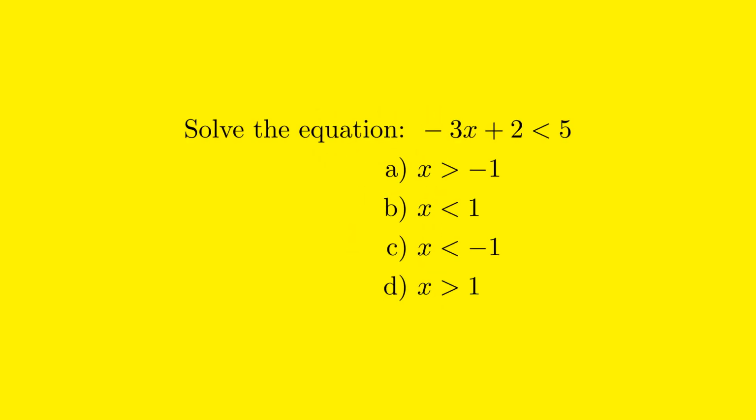All right, in this video, we are going to solve the inequality -3x + 2 < 5. The possible solutions are A, x > -1; B, x < 1; C, x < -1; D, x > 1. Pause the video here and try to solve it for yourself.